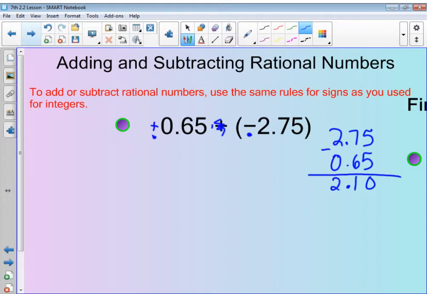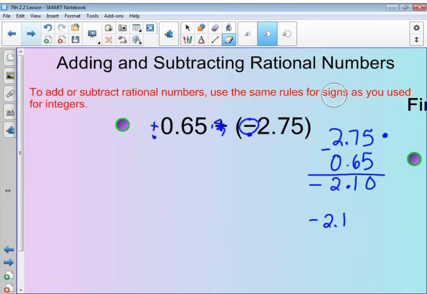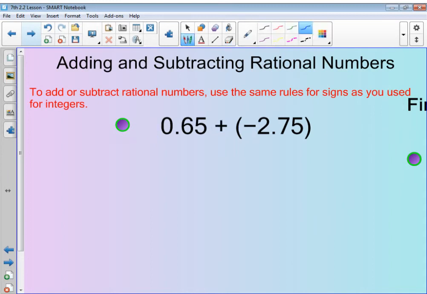So I get 2.10. Now I have to decide if it's positive or negative. So I already said this is the bigger number. It had a negative sign, so my answer is negative 2.1. Okay, we take that extra zero off. It's called an extraneous zero, which means we don't need it at the end. If we were working with money, yes, you would leave the zero, but anything beyond that, you're not going to leave the zero.